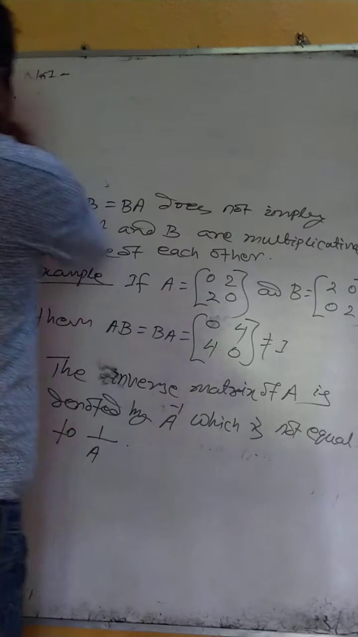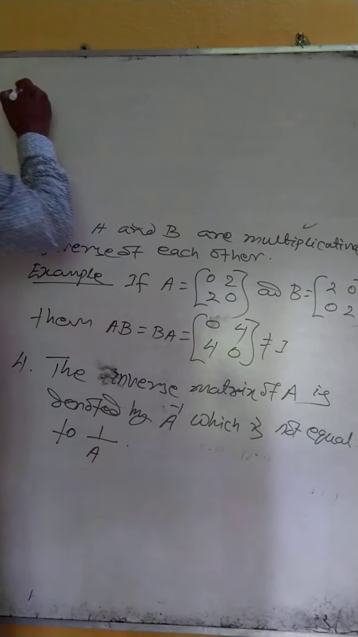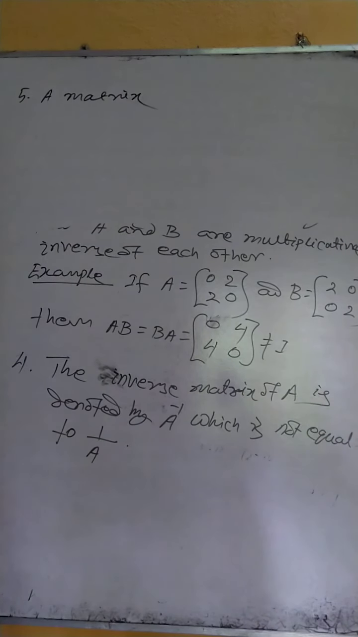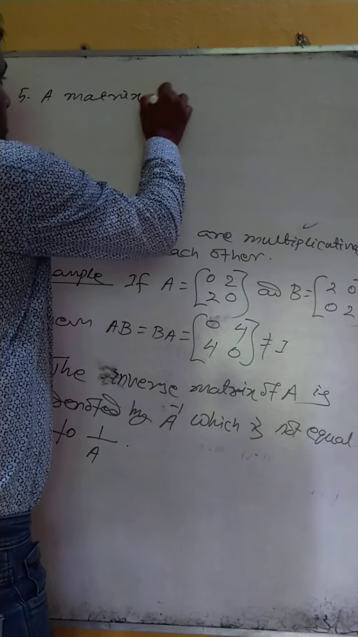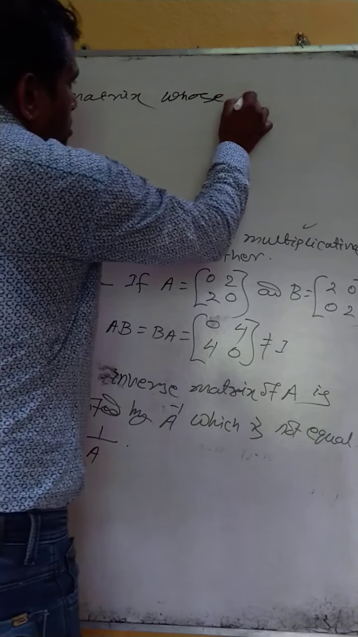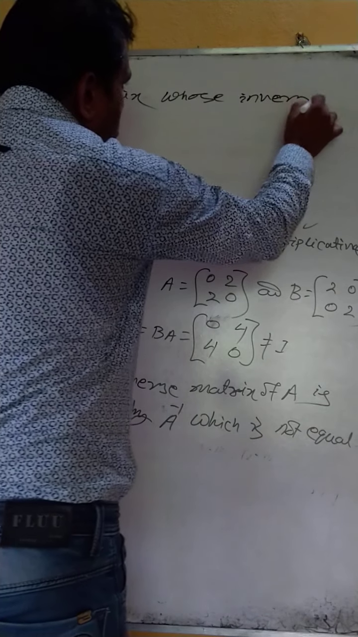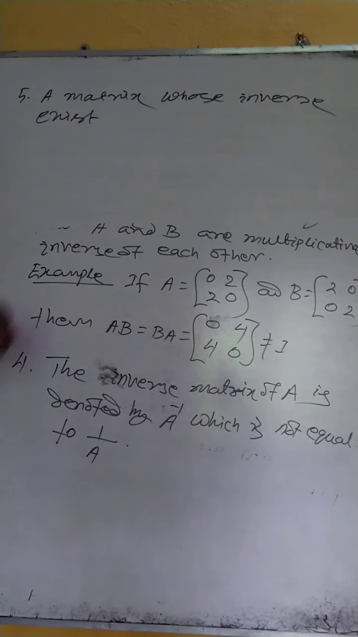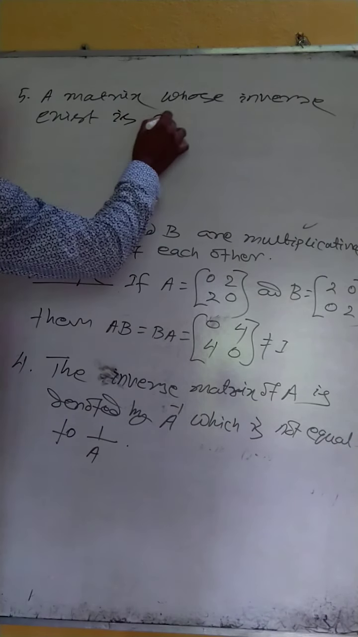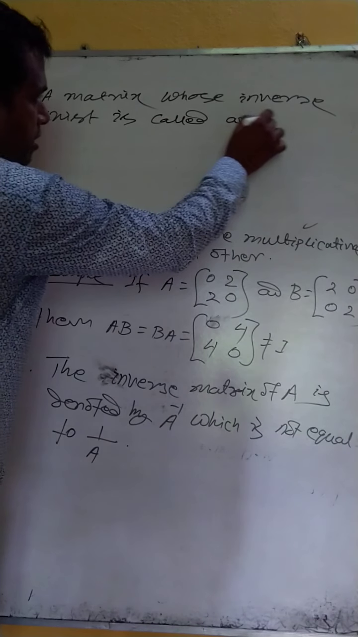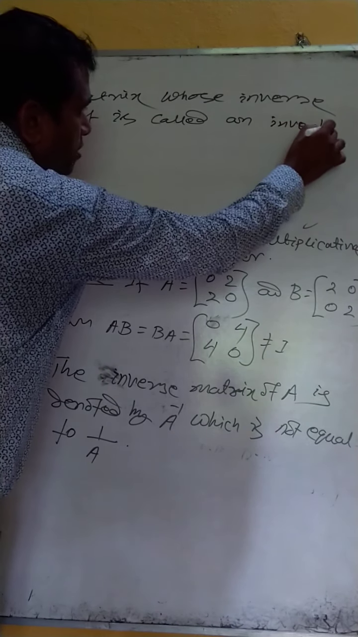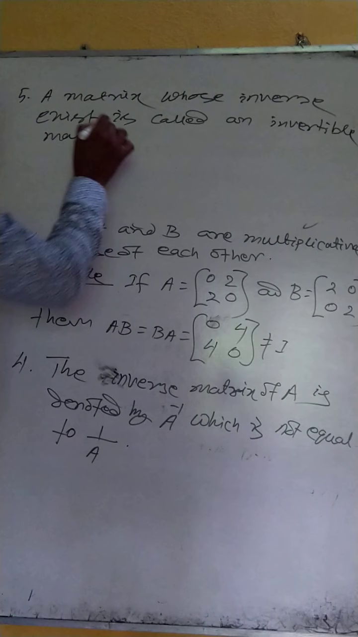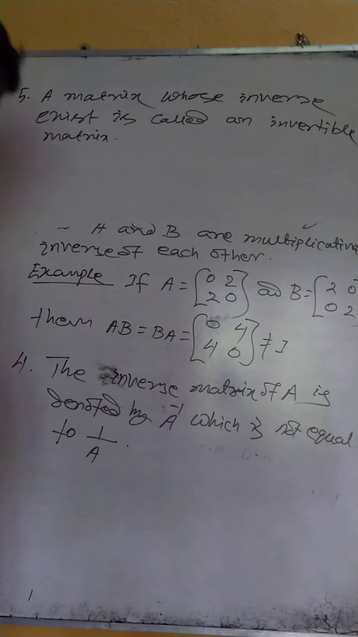Number 5: a matrix whose inverse exists is called an invertible matrix.